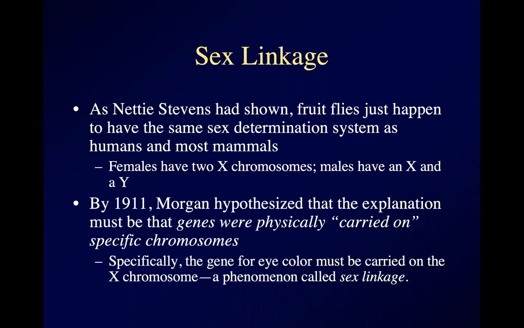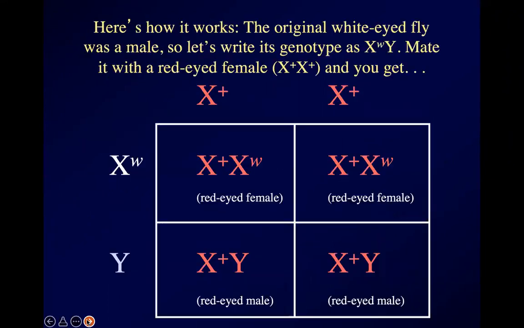So the sex chromosomes are not entirely accurately named. But what must be going on here is that this eye color gene must be physically located, or as we say, carried on the X chromosome. And that's a phenomenon that we call sex linkage. And here's how it works.